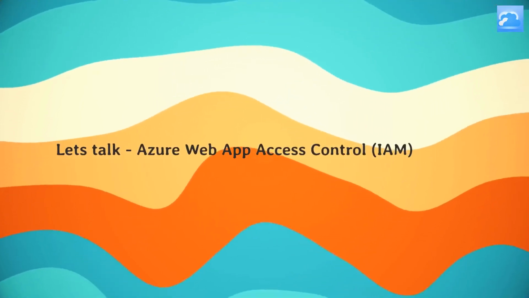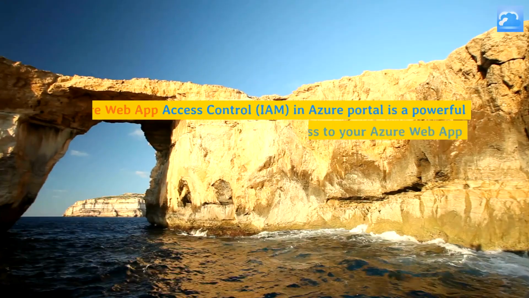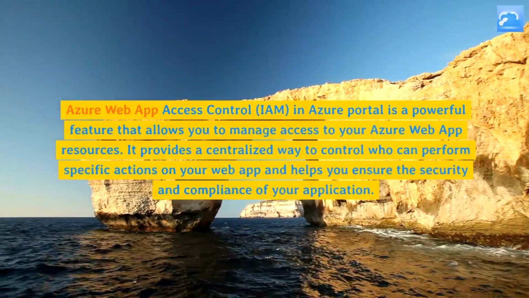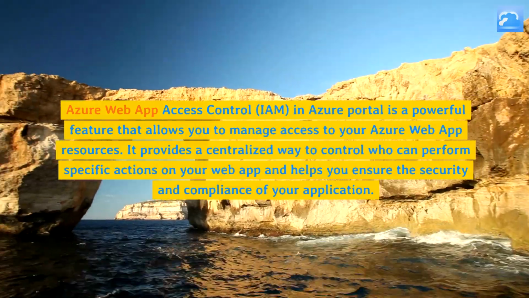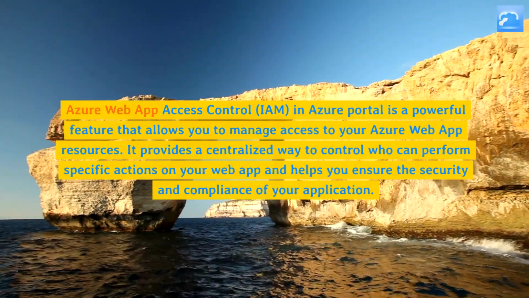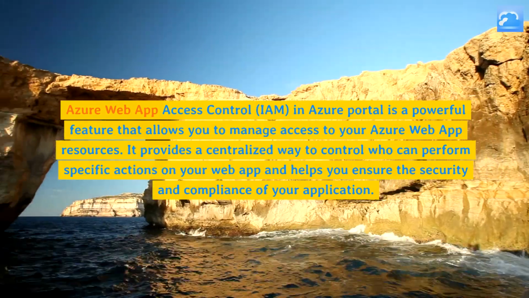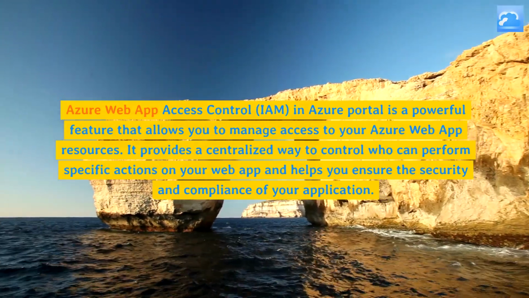Let's talk Azure Web App Access Control, IAM. Azure Web App Access Control, IAM, in the Azure Portal is a powerful feature that allows you to manage access to your Azure Web App resources. It provides a centralized way to control who can perform specific actions on your web app and helps you ensure the security and compliance of your application.